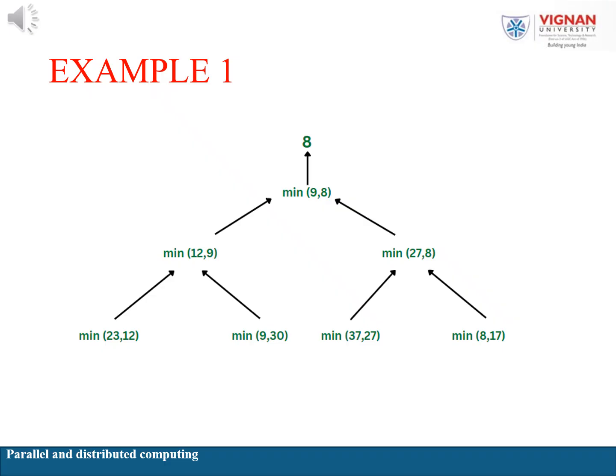The outputs of min 2312 and min 930 combine to form a new task, min 129. Similarly, the outputs of min 3727 and min 817 combine to form another task, min 278. Once these 2 intermediate results, namely 9 and 8, are ready, they feed into the final computation at the top of the graph. The root task performs min 9, 8, and the final result is 8.